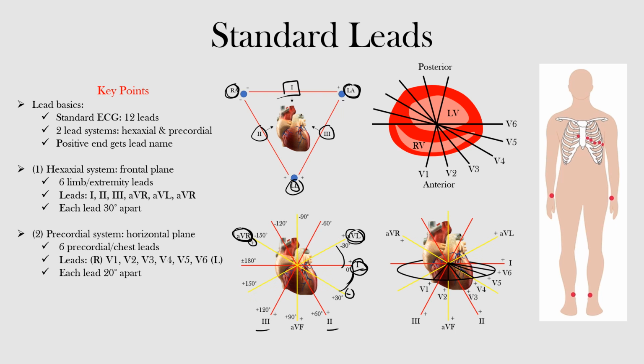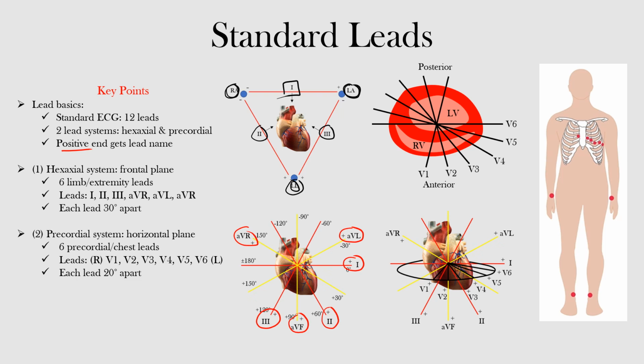One thing to note, and we'll discuss this in a little bit, is that we name the leads with the positive end getting the name. So if you see lead 1, here's the positive end, AVL, its positive end, 2, AVF is positive, and 3, and AVR. Wherever you see that positive end, that's how we name these systems.